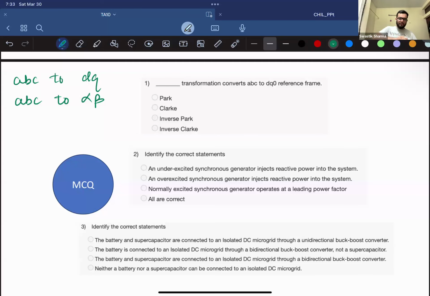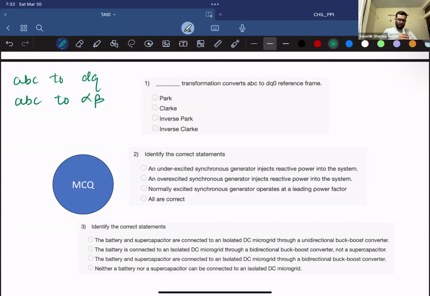So why do we do this? Because sometimes managing three different phase currents could become difficult to employ in the control strategy. So we convert them to the DQ reference frame, which is direct axis and quadrature axis, or the alpha beta axis, so that we have a better control scheme which only utilizes two different components.